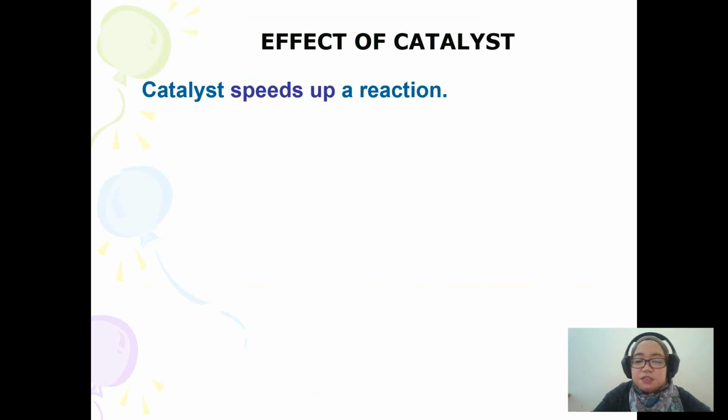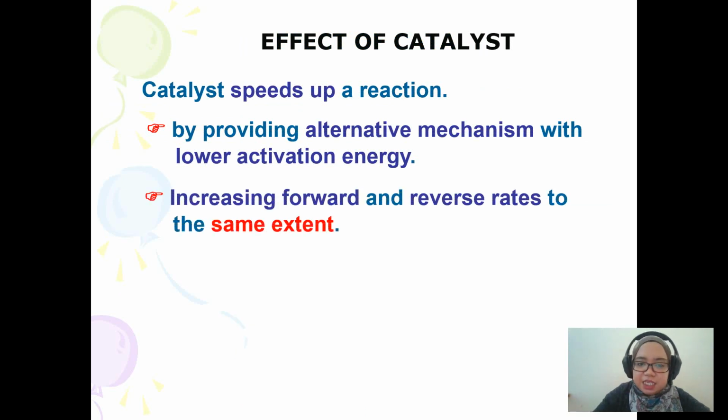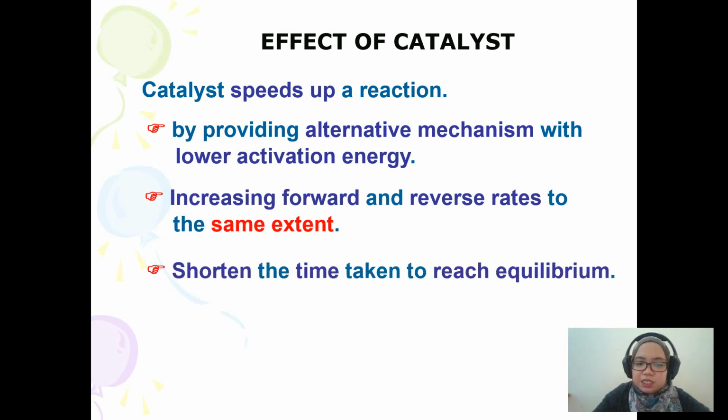So, catalyst dia speeds up a reaction. So, dia akan provide alternative mechanism with lower activation energy. So, dia akan increasing forward and reverse rate of reaction to the same extent. So, which means dia akan short the time taken to reach equilibrium.